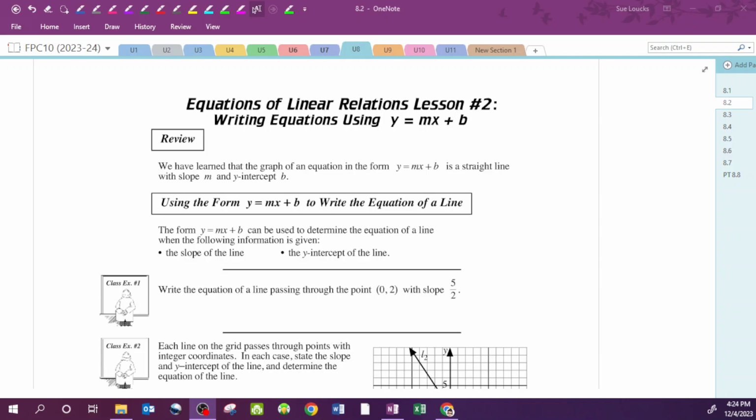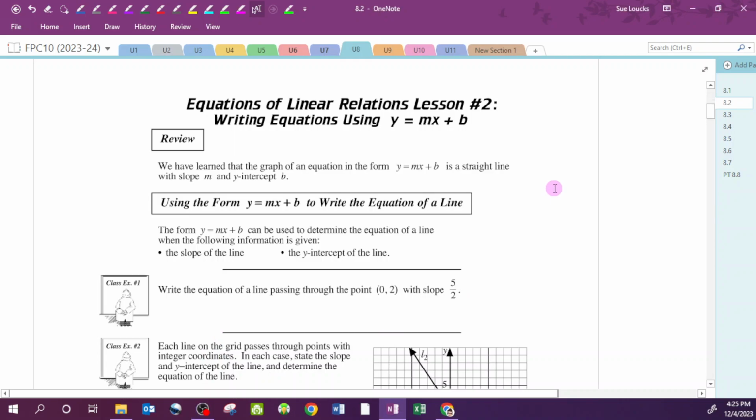Okay, this is lesson 2 of Unit 8, and this time we're going to write the equation from the graph or from other pieces of information that we're given in the slope-intercept form. So remember that the equation of the line in the form y equals mx plus b is a straight line with a slope m, and the y-intercept is b. So when we're using this to write the equation, we need to find the slope and the intercept.